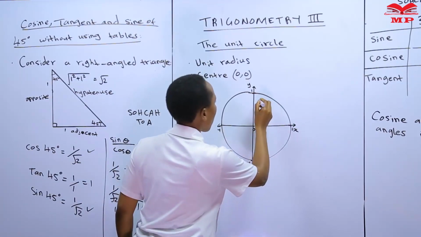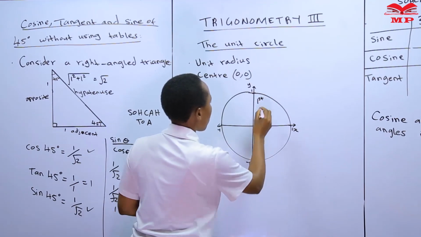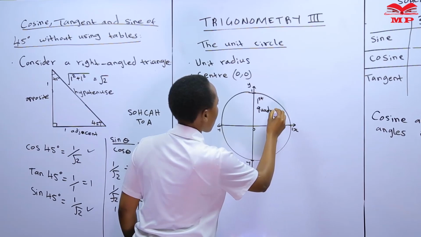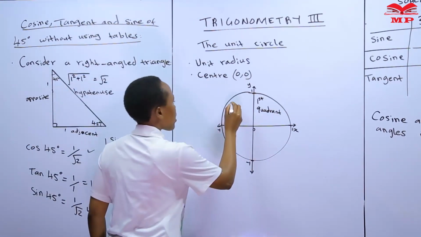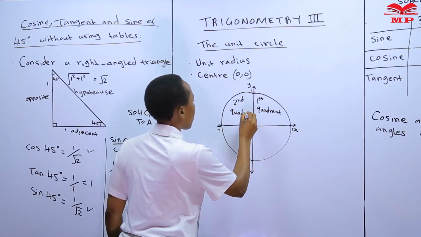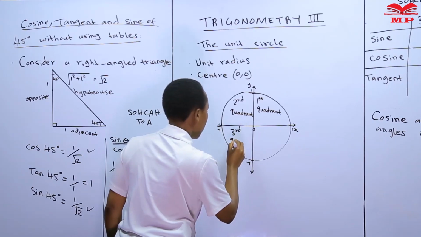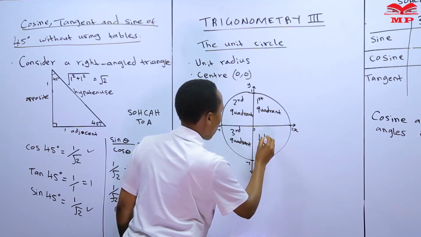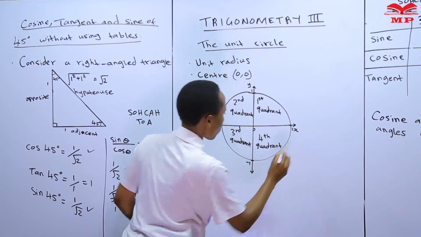Now in this circle, we start from this point here. This is what we call the first quadrant, because a circle is made up of 4 equal quadrants. So this is our second quadrant. We have our third quadrant, and then we have our fourth quadrant. This is what we have.